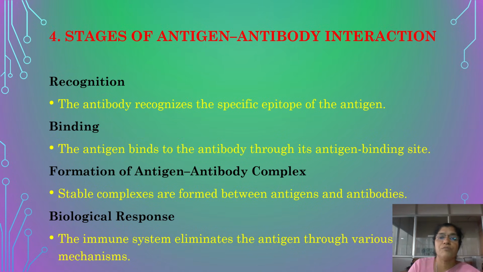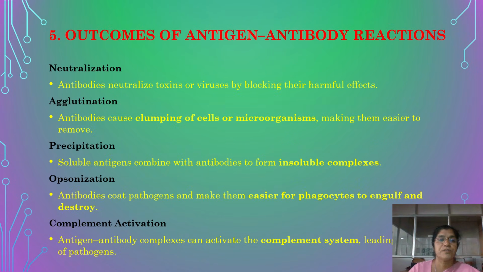Stages of antigen-antibody interaction. In recognition, the antibody recognizes the specific antigen through its epitope. It leads to binding. The antigen binds to the antibody through the antigen binding site, followed by formation of the antigen-antibody complex. Stable complexes are formed, and in the biological response, the immune system eliminates the antigen through various mechanisms.